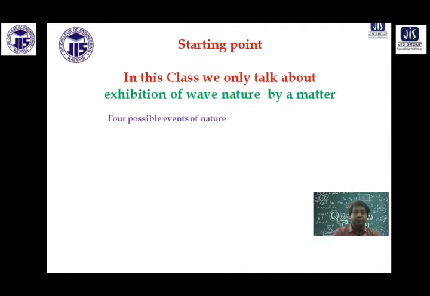The answer we have given is, it's a wave of probabilities. I mentioned in your previous few classes also that in nature four things can happen. A matter can show the property of matter, that is collision. A wave can show the property of wave, that is superposition, interference. And a wave can show the property of matter, that is the photonic nature, just like the Compton effect, where X-ray photons make collisions with electrons.